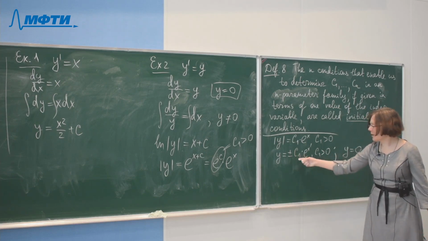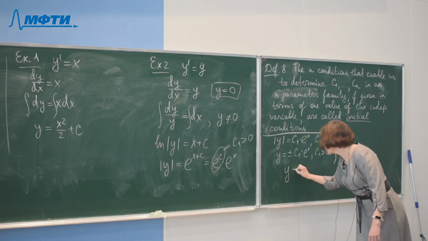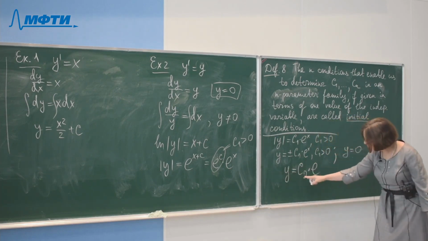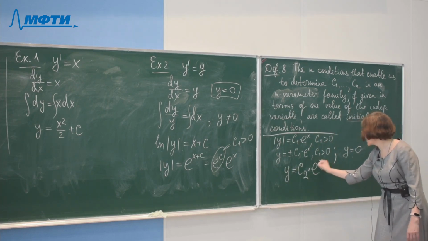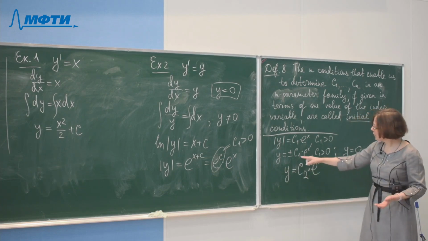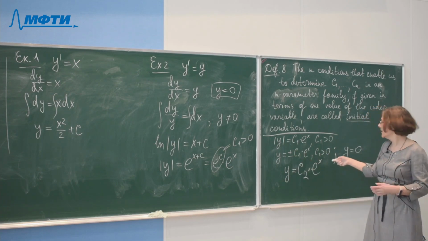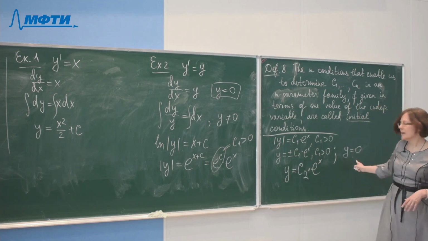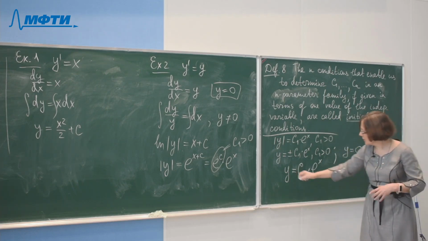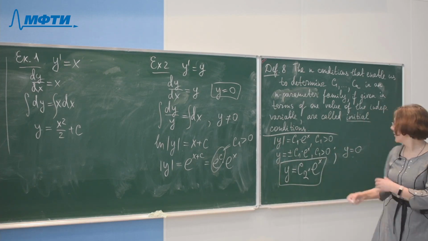Not use plus or minus c1 with c1 positive. If we introduce a new constant c2 and write y as c2 times e to x, then this family will include both families, plus c1 and minus c1, and it will include this particular solution. So our particular solution can be included in our general one-parameter family. So this is the final answer.